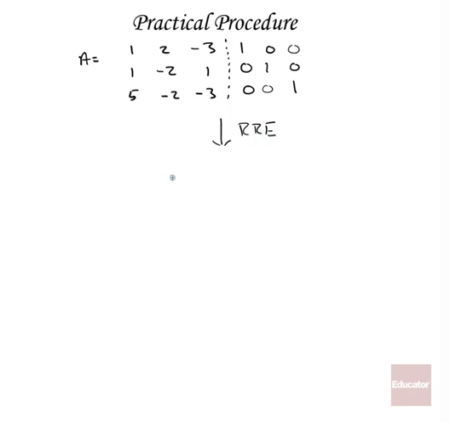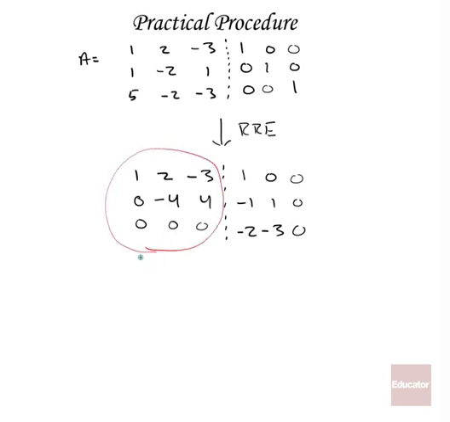When we do that, what we get is the following matrix. 1, 2, negative 3, 0, negative 4, 4, 0, 0, 0. And we get 1, 0, 0, negative 1, 1, 0, negative 2, negative 3, 0. This is not I3. That is not the identity matrix. Therefore, A inverse does not exist.